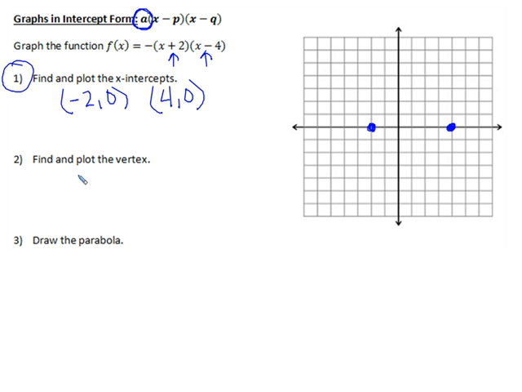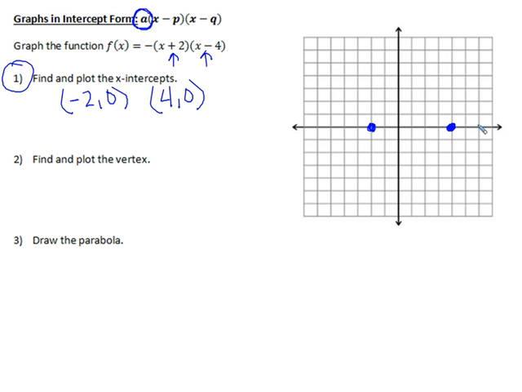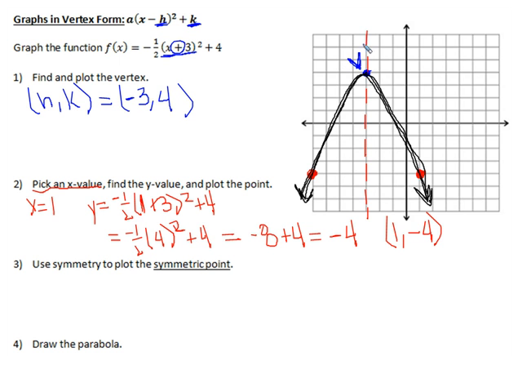All right, step number 2, we're going to find and plot the vertex. Notice how if I go back before, our intercepts kind of look like these 2 symmetric points that we did before, but instead of being down here, our intercepts happen to be on the x-axis. So if these are our mirror points, we know that the vertex has to be directly in the middle of them. Notice how our vertex in this case was directly in the middle of these 2 symmetric points. So that's what we're going to do here.